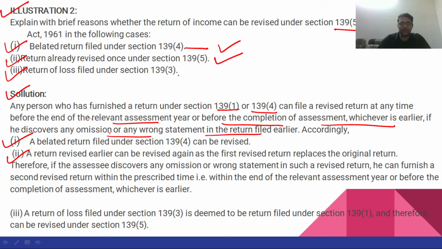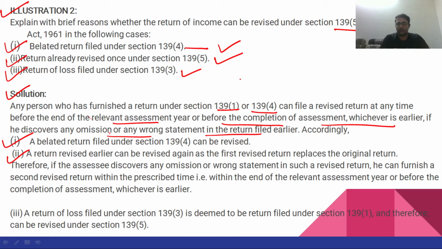Now, return of loss under section 139(3): a return of loss filed under section 139(3) is deemed to be a return filed under section 139(1) and therefore can be revised under section 139(5). The whole purpose of filing a loss return is to carry forward your losses, and if you want to carry forward your losses, you need to file it in time as per section 139(1). So if you have filed your return under section 139(1), even though it's a loss return, you can revise it either before the end of the relevant assessment year or before the assessment is complete, whichever is earlier. So in all three cases, we see that the return can be revised.